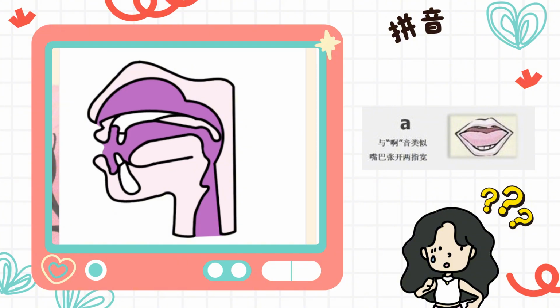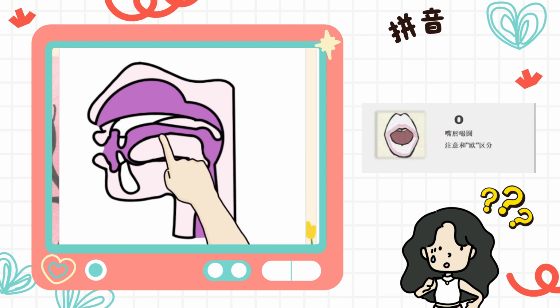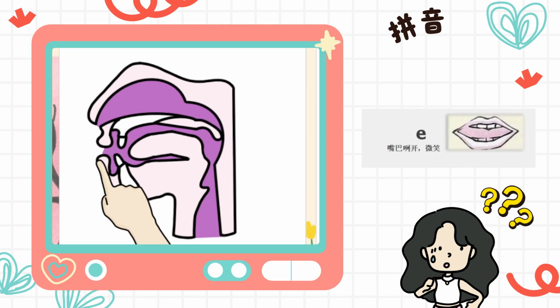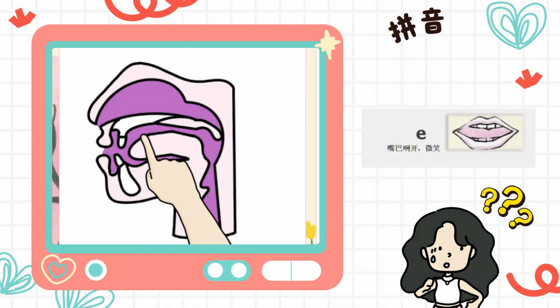O, with your mouth open to a medium width, lips rounded, and the tongue raised slightly toward the back. E, with your mouth also medium, tongue raised slightly and pulled back.